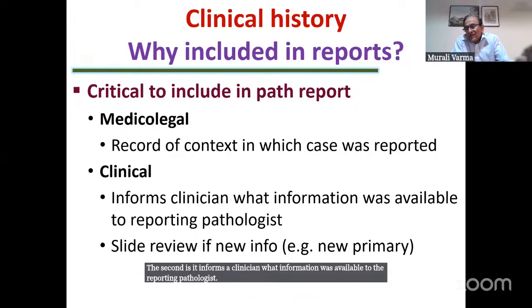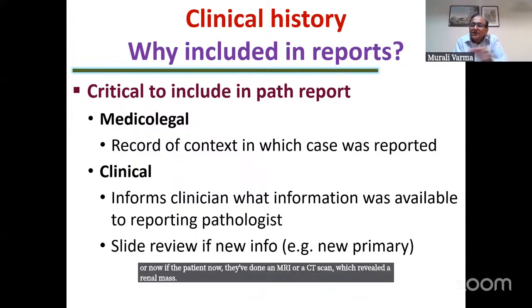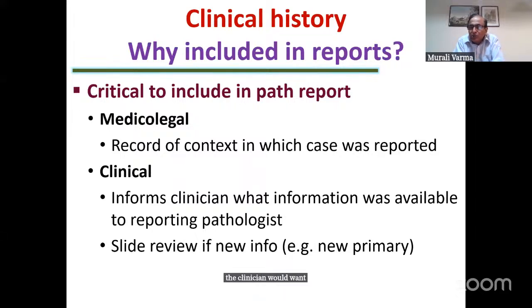So suppose the clinical history does not say that there was a renal mass. There was a lymph node biopsy, and now the patient has had an MRI or a CT scan which revealed a renal mass. The clinician would want to call the pathologist and say, well, this patient's now got a renal mass. Could this be a metastatic renal cancer? On the other hand, if the pathology report says clinical history, renal mass on MRI, the clinician knows that the pathologist was aware of that when reporting the slide.